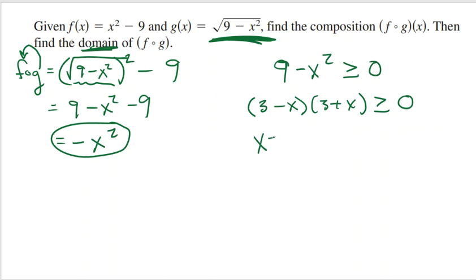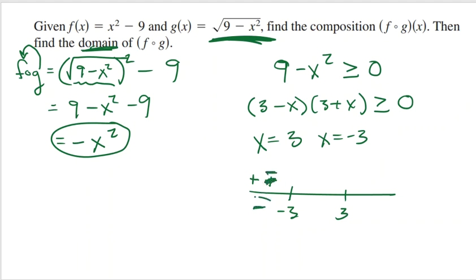So I get two answers, x equals 3 or x equals negative 3. I'm going to put those numbers on my number line here. Numbers below negative 3, if plugged in, are going to create a negative and a positive. For example, if you type negative 20, 3 minus negative 20 is a positive, but 3 plus negative 20 is a negative. Regardless, numbers below negative 3 are going to be negative.